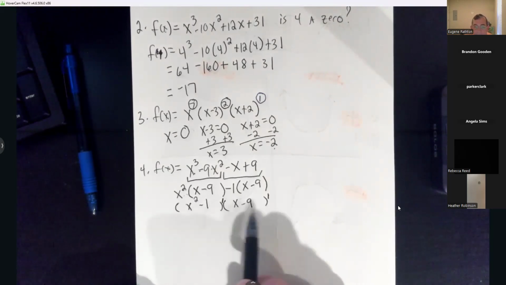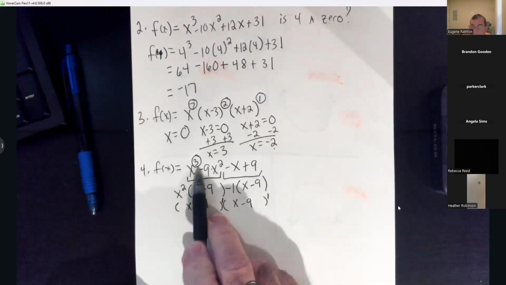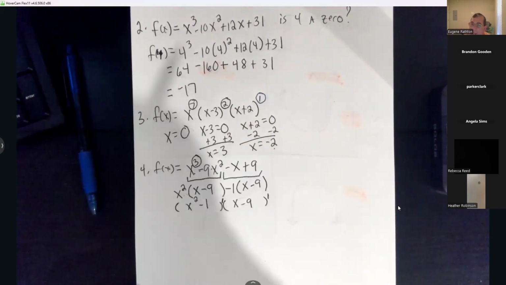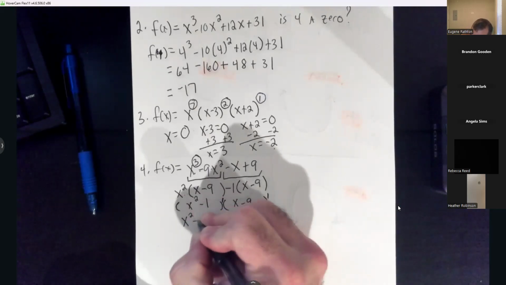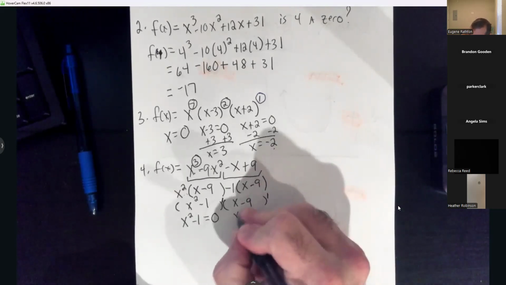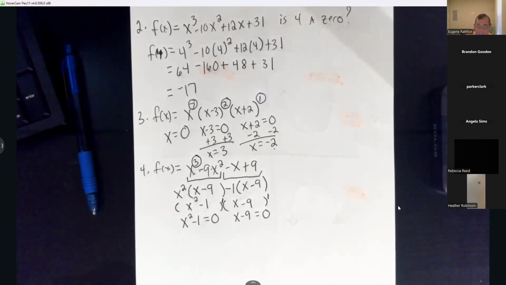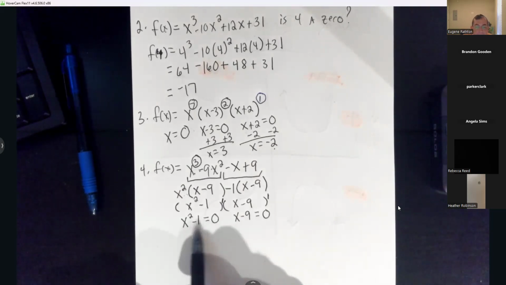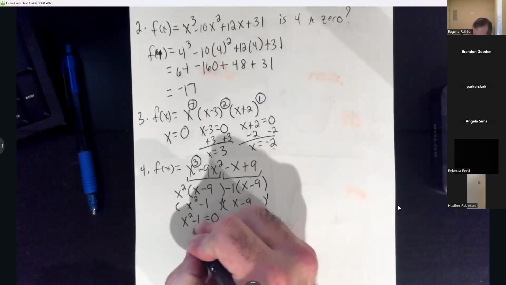All right, y'all, good job. So the last thing we got to do, remember, this is an x to the third. So that 3 tells us we got to get 3 zeros on this. So I'm going to take my first factor, x squared minus 1, set that equal to 0. And then my x minus 9, I'll set it equal to 0. So the first one, since it's got an x squared in a number, I'm going to add 1 and do my square roots to it.